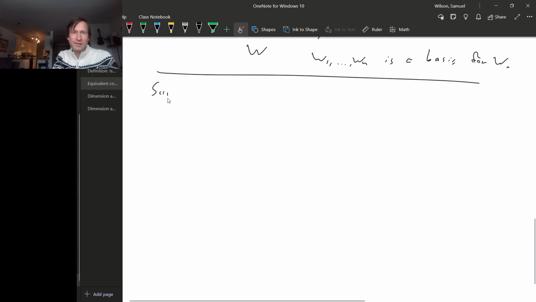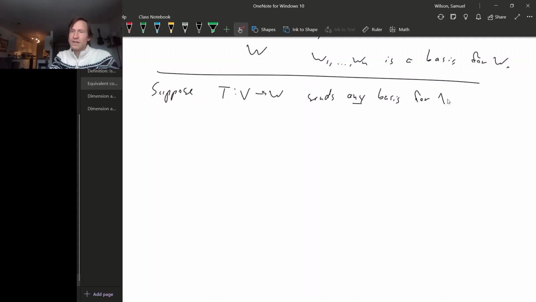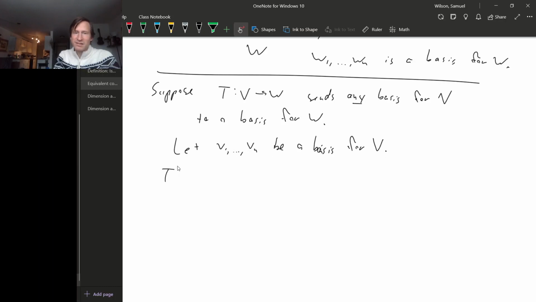So let's suppose that T is a linear transformation that sends any basis for V to a basis for W. Okay, so let's suppose we have a basis for V. So this is a basis for V. But that means, by our assumption, that their images, T of V1 up through T of Vn, are a basis for W.